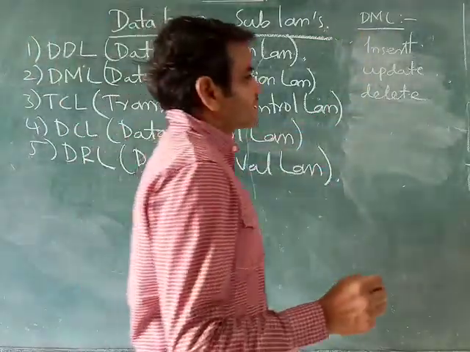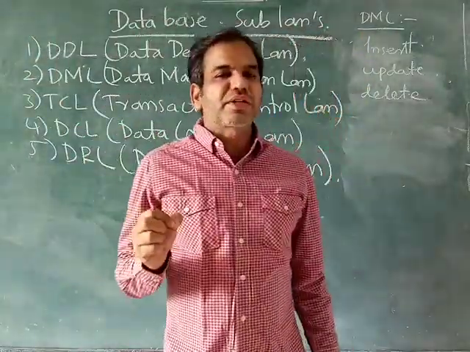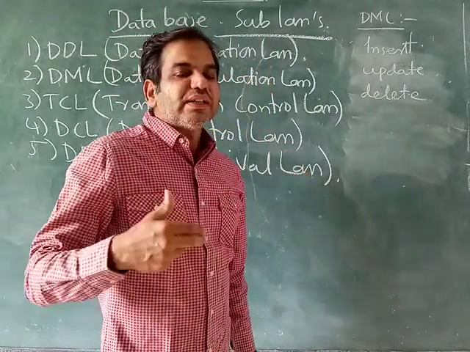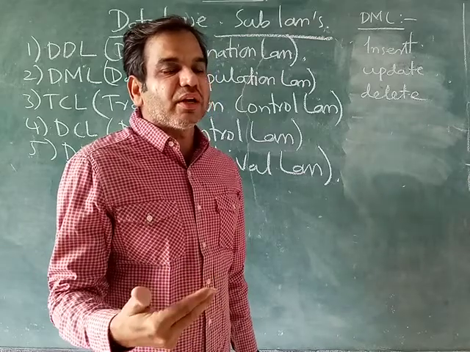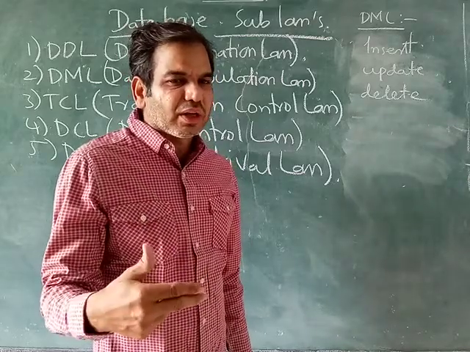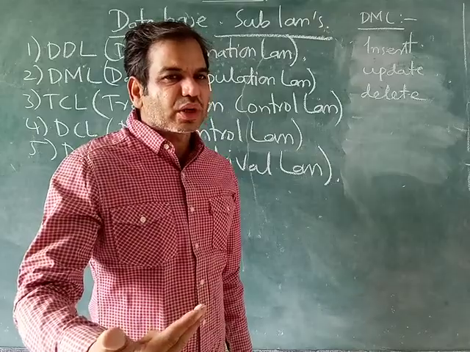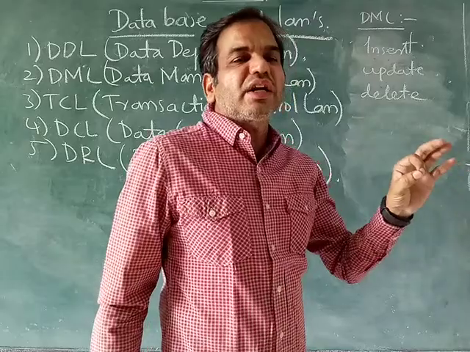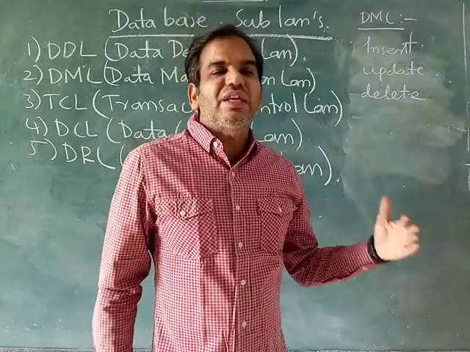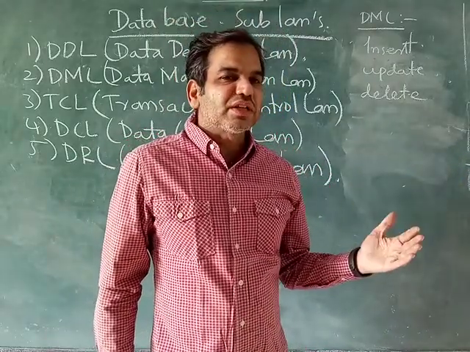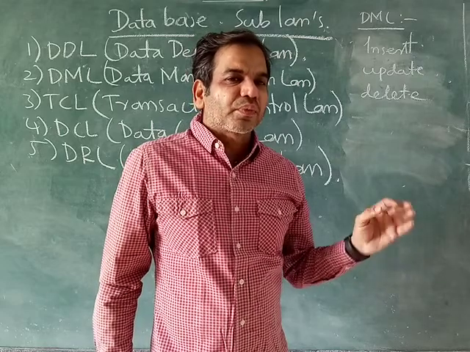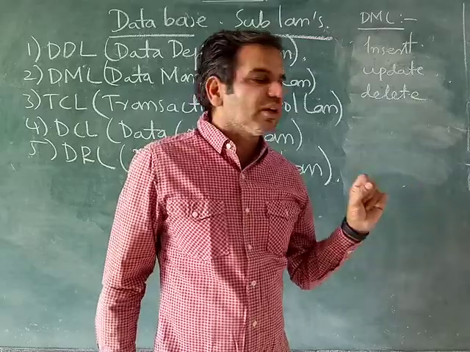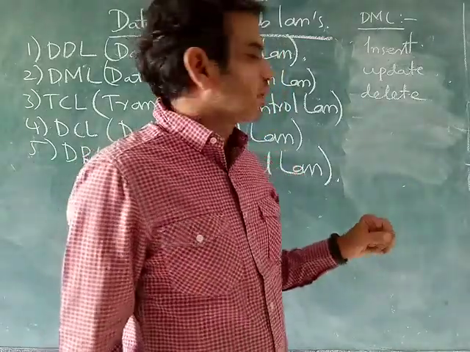DML means Data Manipulation Language. DML commands are used to insert values into a table. After creation of the table, if you want to insert values into the table, we use insert. Update: we can change the table values, not the structure of the table. Changing the structure of the table is done by alter. The update command is used to change the values of the table based on a condition.